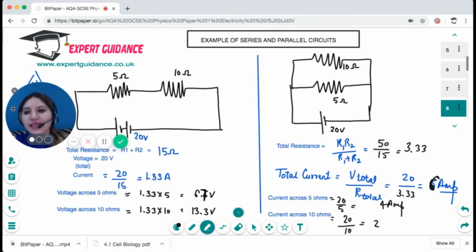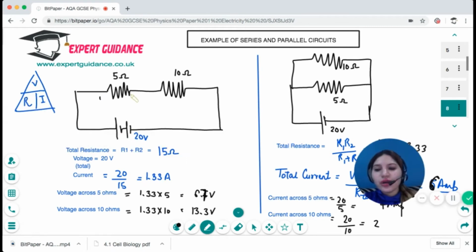Now, let's take an example. These two resistances are given to you, 5 and 10 ohms, with 20 volts. It's a series circuit in case 1 and a parallel circuit in case 2. So total resistance in case 1 will be 15 ohms, the sum of these. The voltage is 20 volts. So the current flowing across each component will be voltage over resistance. So 20 over 15 is 1.33, so we have 1.33 amps flowing across each resistor. Now we know potential difference is current times resistance.